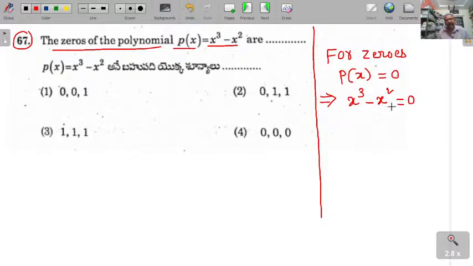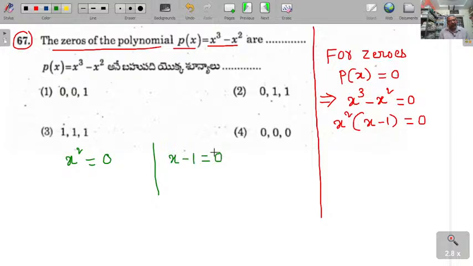x cube minus x square is equal to 0 means we take x square common out. We have x minus 1 is equal to 0. So here we will actually get two cases. x square is equal to 0, and next x minus 1 is equal to 0. x square is equal to 0 means x is equal to 0, but it's a double root, a repeated root. So 0, 0, and x is equal to 1.